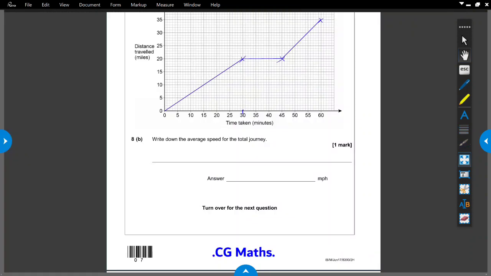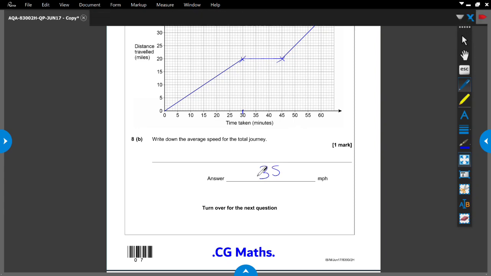This is a write down question. That kind of signifies that we don't actually need to do much working out here. We can just simply do it without a calculation or with something we just really quickly do in our head. And that's because we've travelled an hour. The average speed must be 35 miles per hour. Because if we do 35 miles in 1 hour, then we're going to do 70 in 2 hours, etc. That's how far we've gone in an hour. That must be the speed we're going.